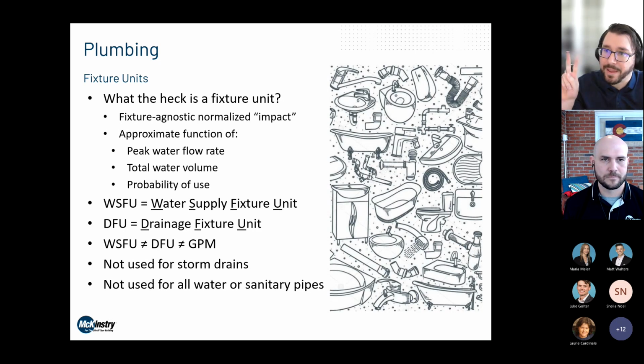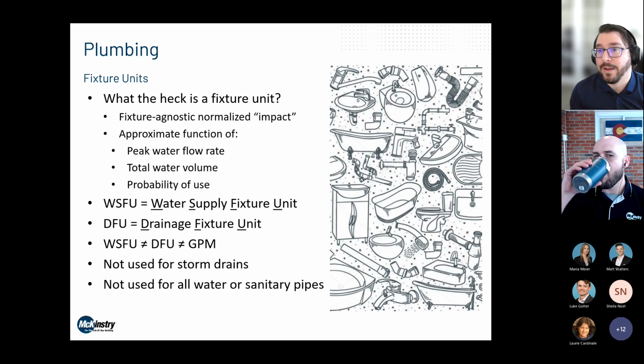It is a measure of impact on the plumbing system. And that's approximately a function of the peak water flow rate, how much it needs at one time, the total water volume it draws off the system anytime you use it, like a toilet having a large volume per flush or small volume per flush, and the probability of use. And that's a really big one because that's really hard to know. Some stuff gets used more often than others. When you have the same fixtures in different building types, they get used differently, more frequently or less frequently than others. It's complicated and it's very statistical.